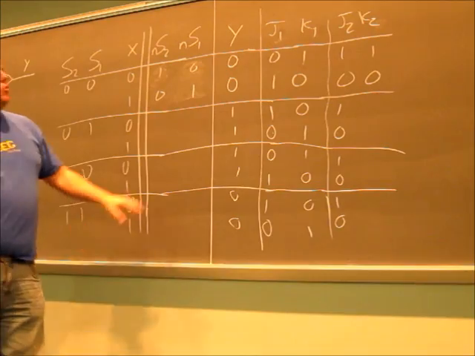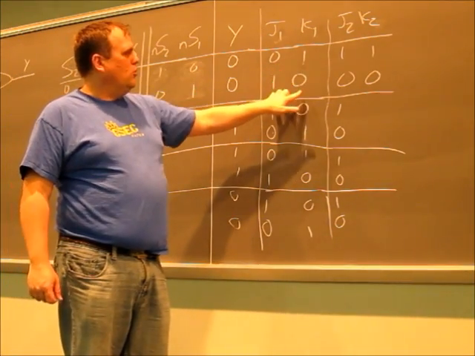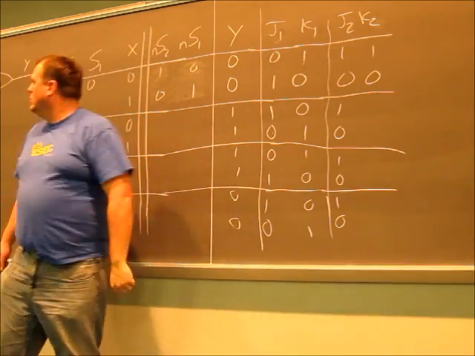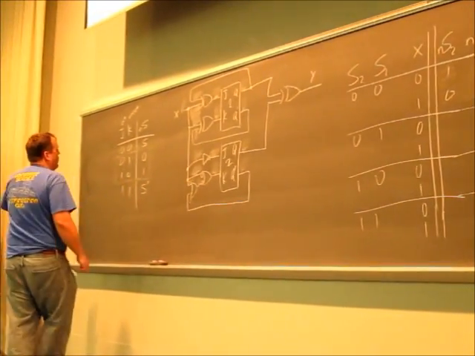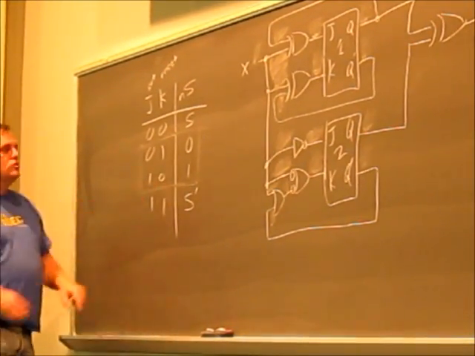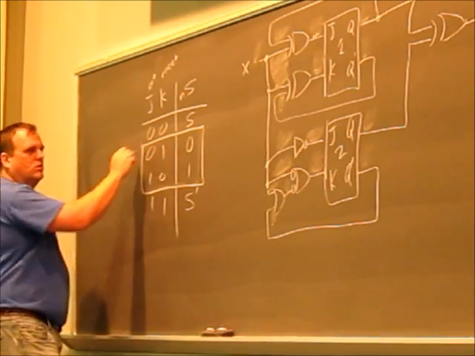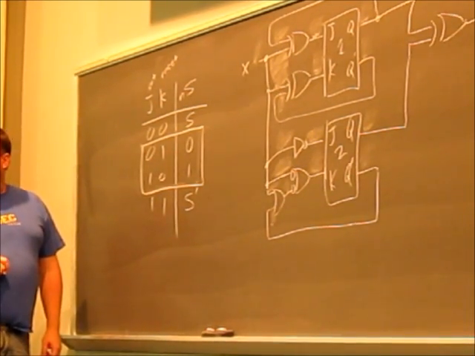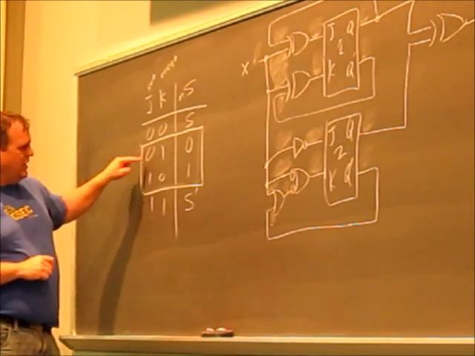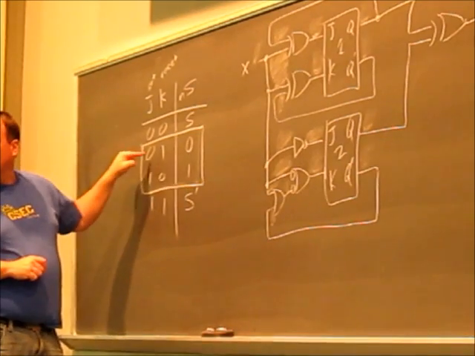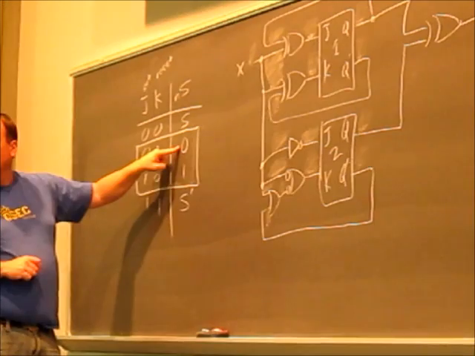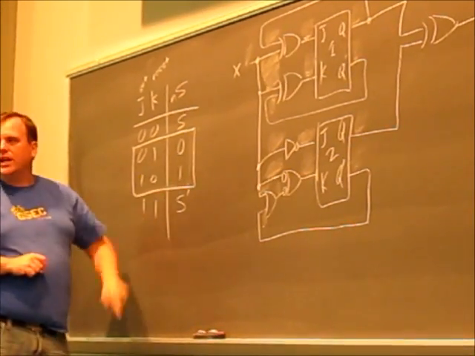Okay. So watch. J1 and K1, they're always different, aren't they? So look over in the table. When are J and K different? Only here in the middle. So you are here. And what it's saying is your next state is exactly equal to whatever J is. If your J is a 0, your next state is a 0. If your J is a 1, your next state is a 1.